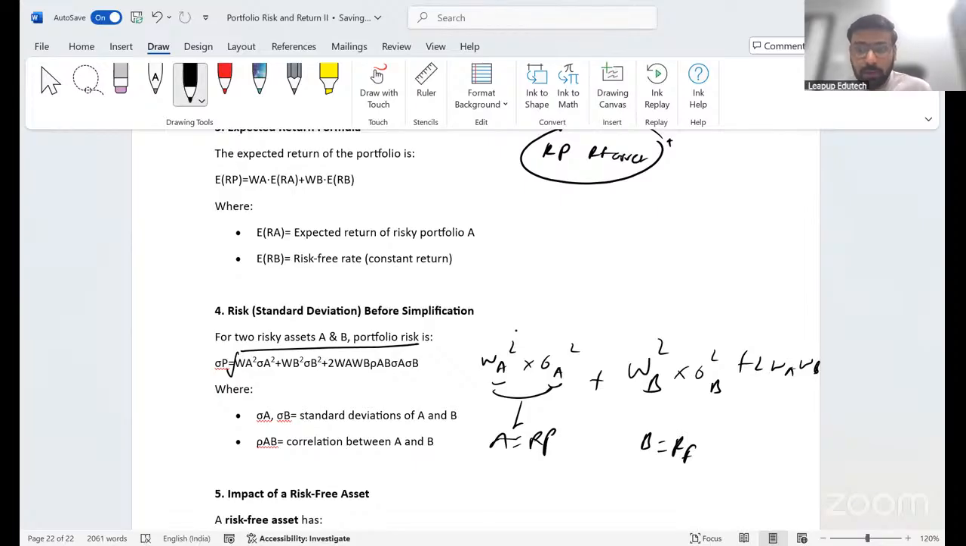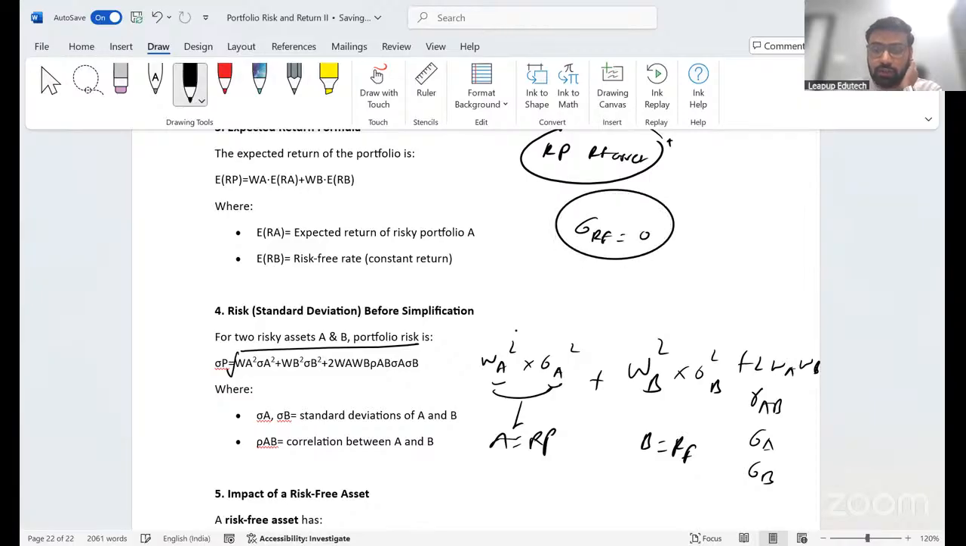I hope you guys remember the formula for a portfolio consisting of two assets and how you find its standard deviation: 2 into the weight of A into the weight of B into the correlation between A and B into the standard deviation of A into the standard deviation of B. We didn't have space, that's why I've written it right here. Remember, guys, the standard deviation of a risk-free asset is always equal to zero. So the second term itself will become zero, and this entire third term will also become zero because you're multiplying with something that is zero.